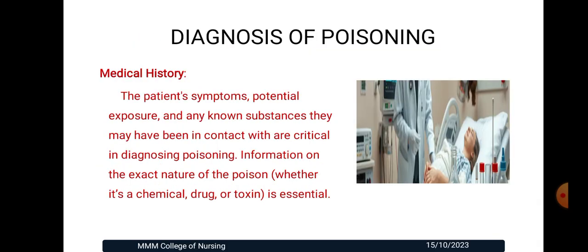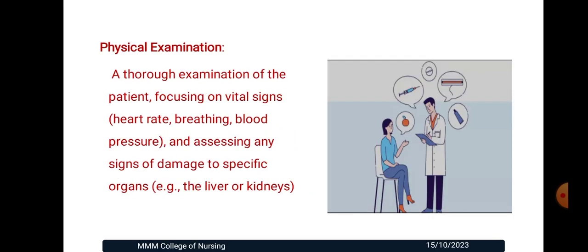Diagnosis of poisoning: Medical history, the patient's symptoms, potential exposure, and any known substances they may have been in contact with. A critical part in diagnosing poisoning: information on the exact nature of the poison, whether it's a chemical, drug, or toxin, is essential. Physical examination: a thorough examination of the patient focusing on vital signs, heart rate, breathing, blood pressure, assessing any signs of damage to specific organs, for example liver or kidney.